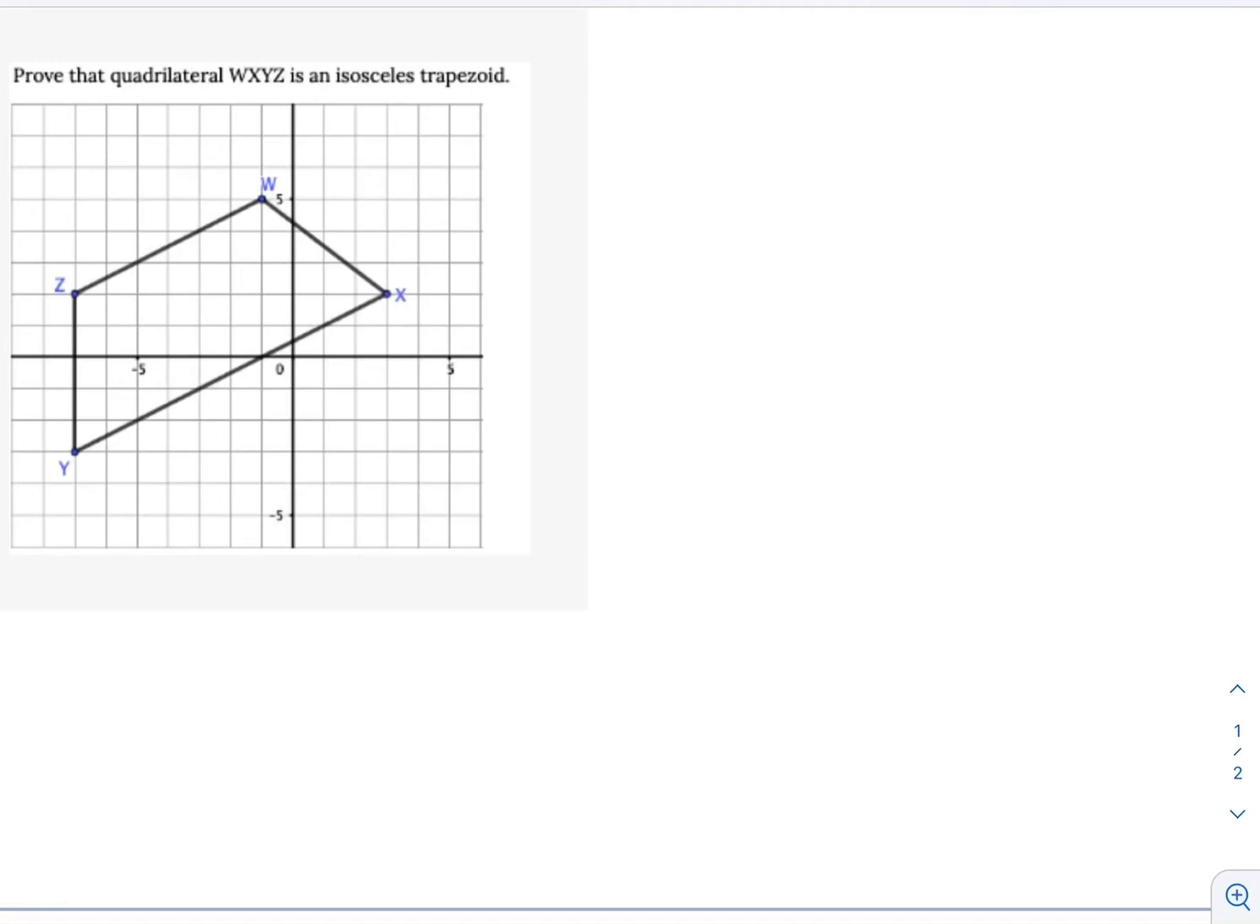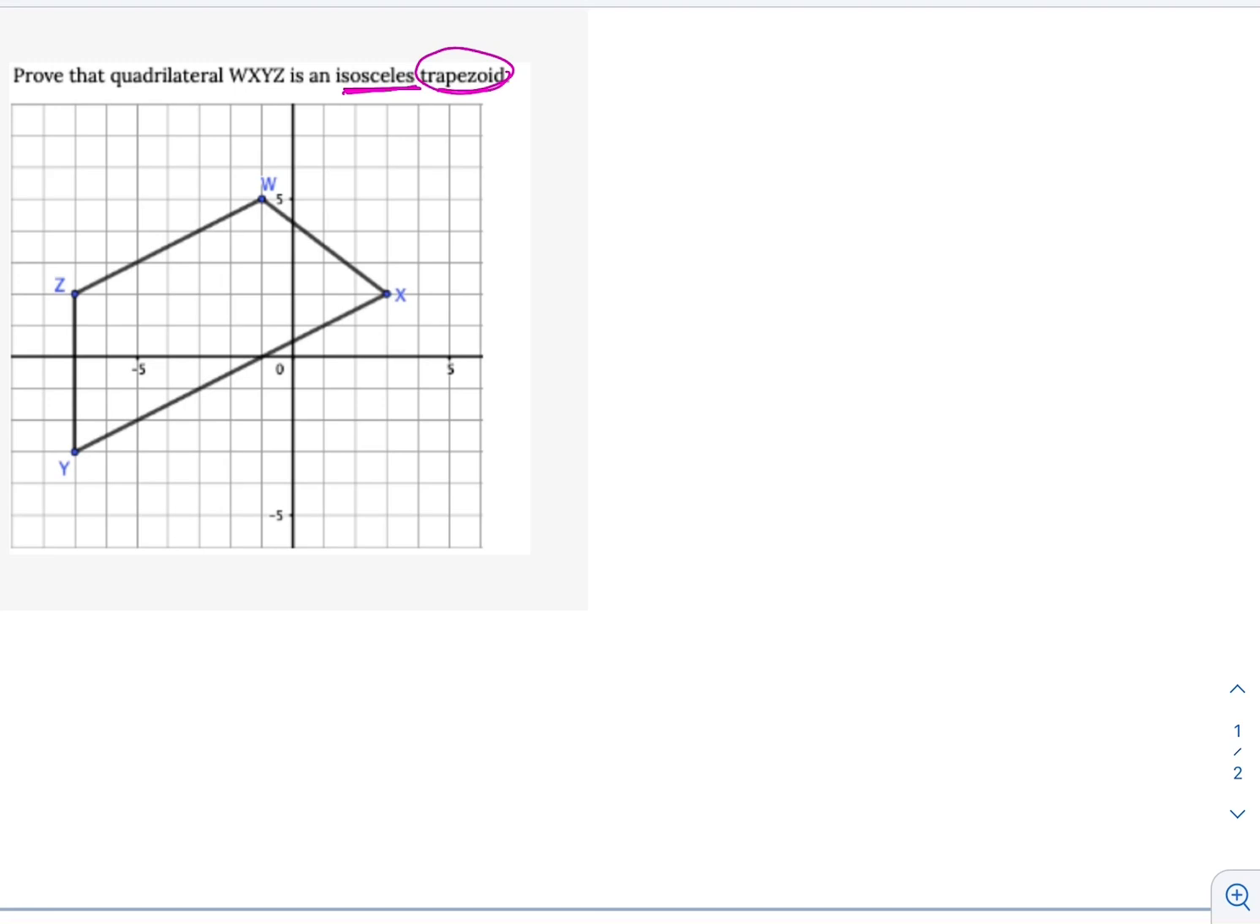We're supposed to prove here that WXYZ is an isosceles trapezoid. So there are two things we're going to have to address. First, isosceles, meaning that two sides are congruent. That looks like it should be WX and ZY. And then the fact that it's a trapezoid occurs when there's one pair of parallel sides. So it looks like ZW and XY are going to be parallel. So let's go ahead and look at that.